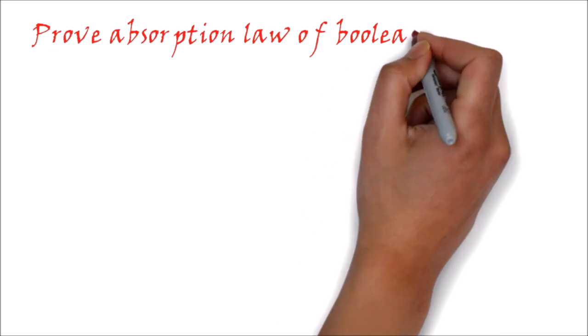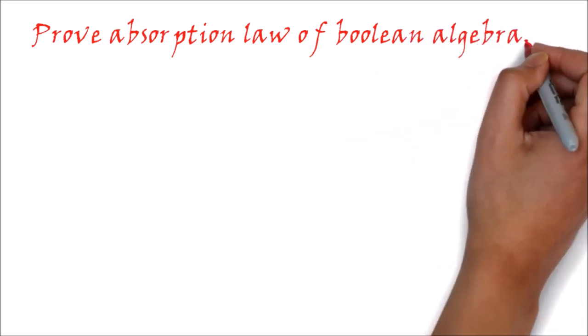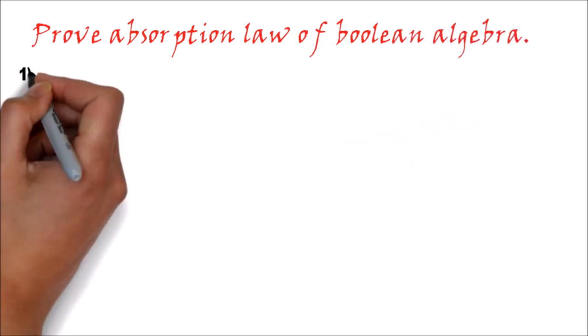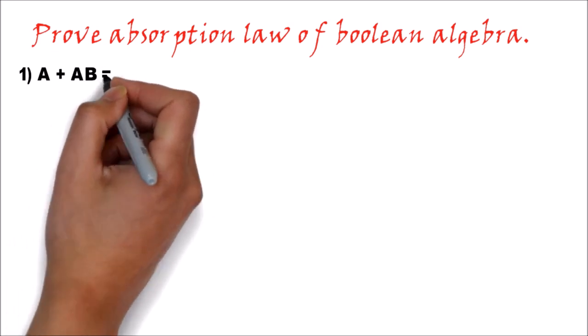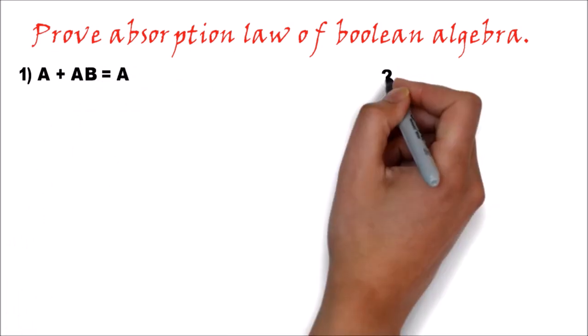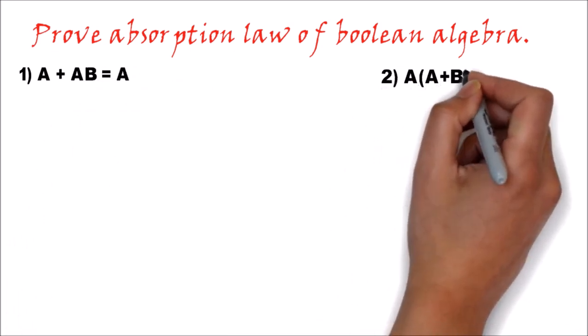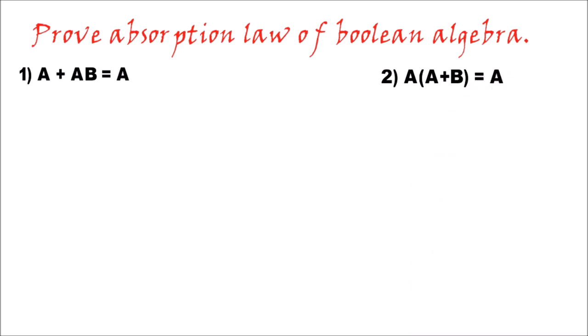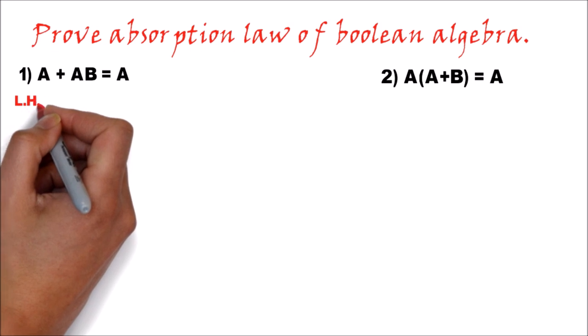If you take two Boolean variables a and b, then the absorption law of Boolean algebra states that a plus ab is equal to a, and a dot (a plus b) is equal to a. Let us prove the first statement.